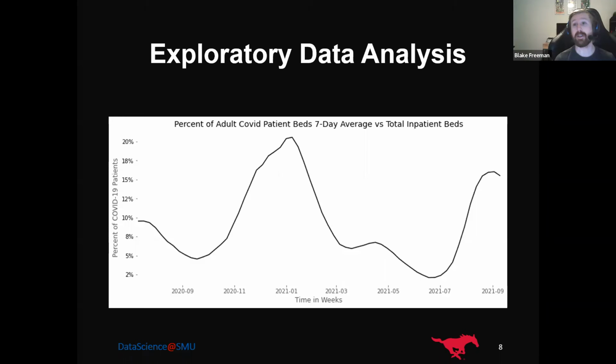Talking about our EDA process here, just the start of it. We're looking at a time series of total COVID patient beds versus total inpatient beds. Looking at the time frame here, as you can see, we have definite spikes. So there's a definite issue, and something that we were trying to look at, evaluate and predict.